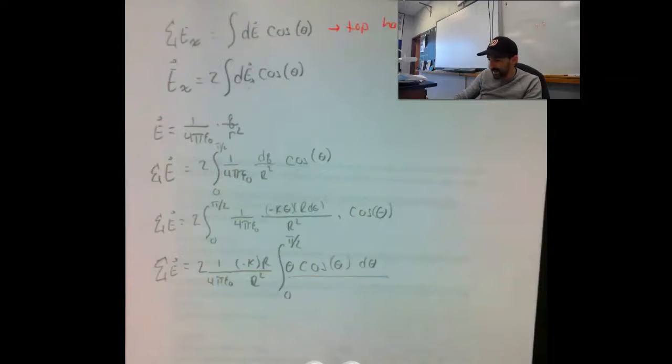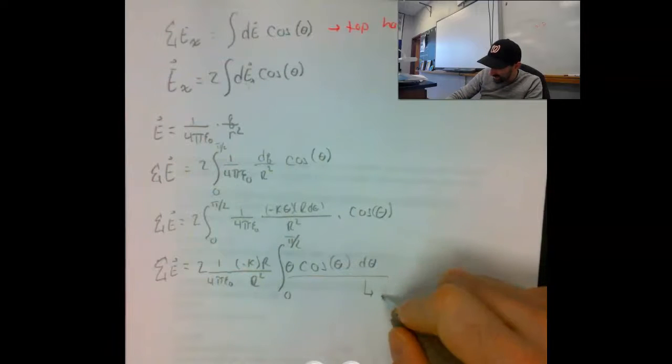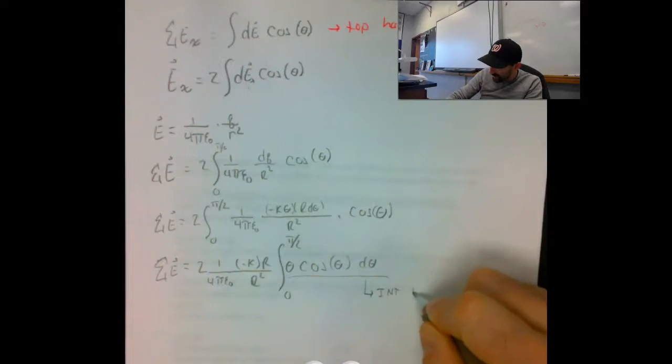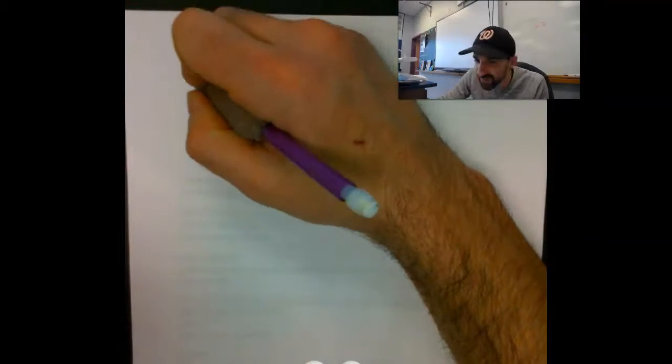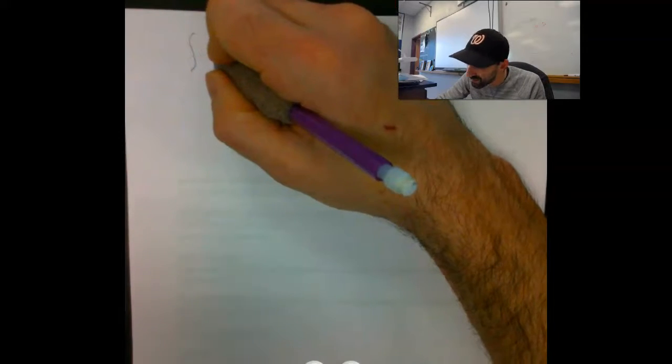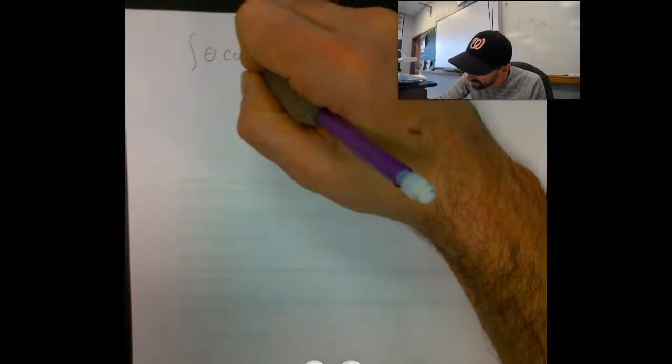You should recognize this as an integration by parts. So if you remember how to do this, feel free to fast forward to the next step. I'm just going to give a quick review of integration by parts. Integration by parts is kind of similar to u substitution, right? Let's write what I have. I was given the antiderivative of theta cosine theta d theta.